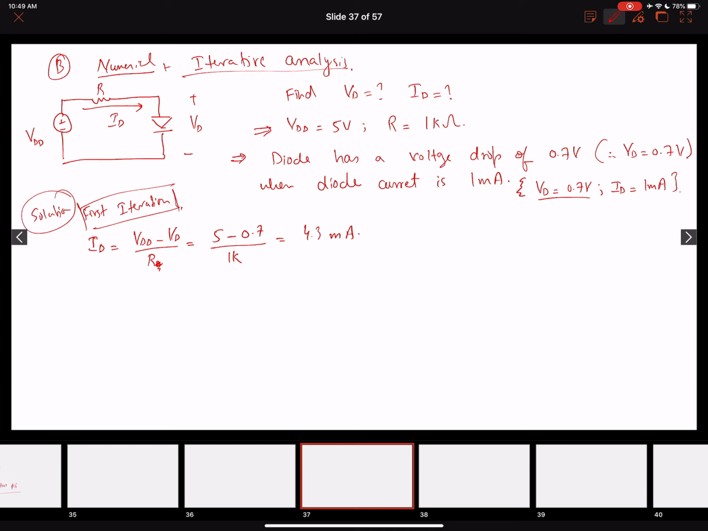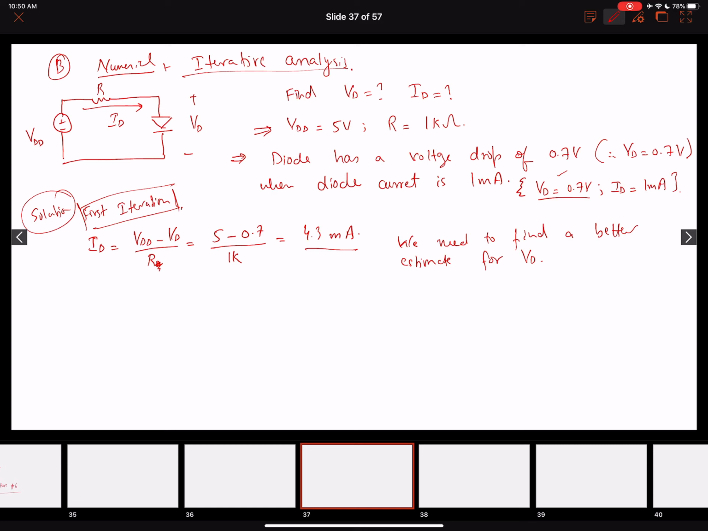Right, so my initial data point was the potential drop across the diode was 0.7 and the diode current was 1 milliampere. Now I got another diode current, which was 4.3 milliamperes. Okay, so this is interesting. Now what we can do is, we need to find a new value of the VD as well, right? So essentially, we need to find a better estimate for VD.